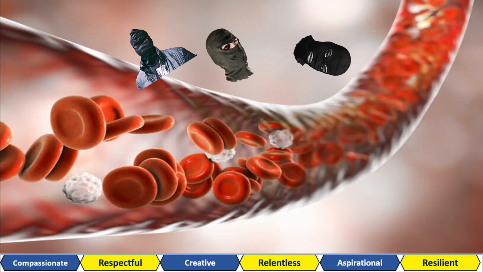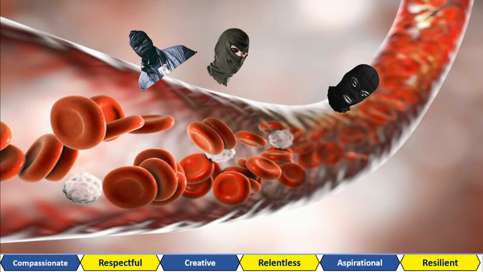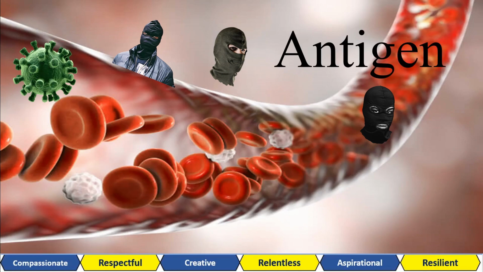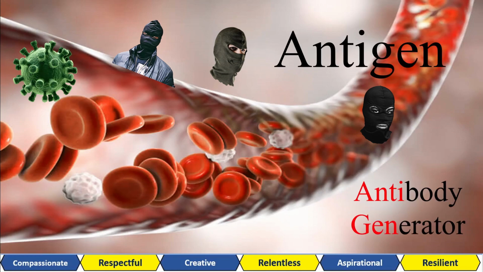Ladies and gentlemen, good day. Some pathogens are more active on the scene than others, but you can see here that each pathogen has its own unique balaclava covering its face. This corresponds to the surface proteins, the antigens on the pathogen. The word antigen literally means antibody generator, so antigens cause antibodies to be produced.